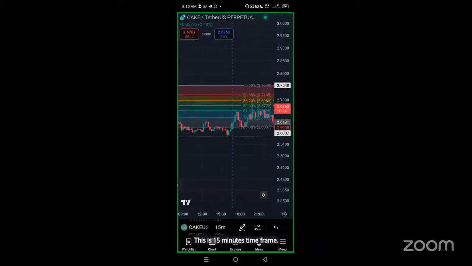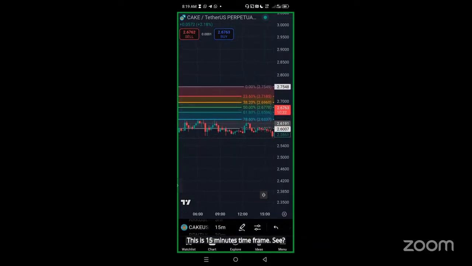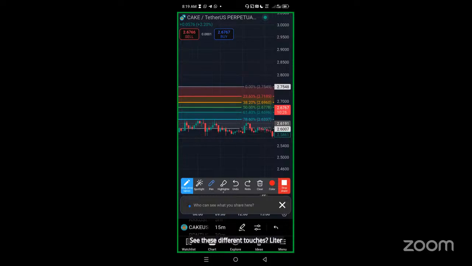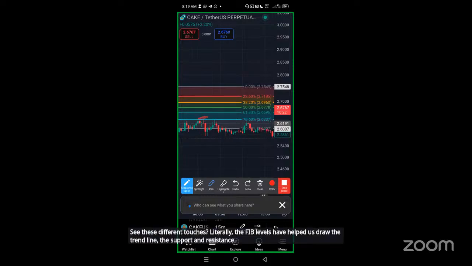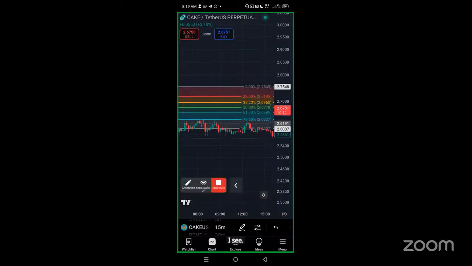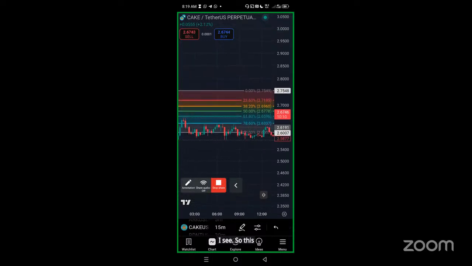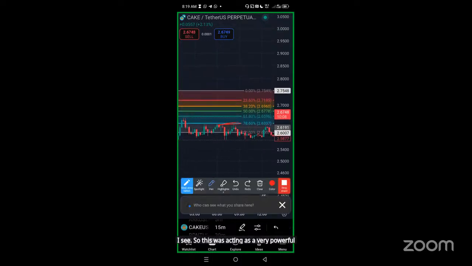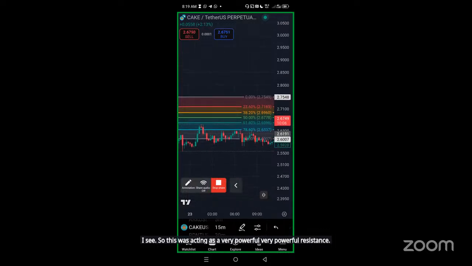See? See these different touches? Literally, the fib levels have helped us draw the trend line, the support and resistance. You see this rejection here? See this rejection? The price had multiple touches. You see? So this was acting as a very powerful resistance when the price was below it.